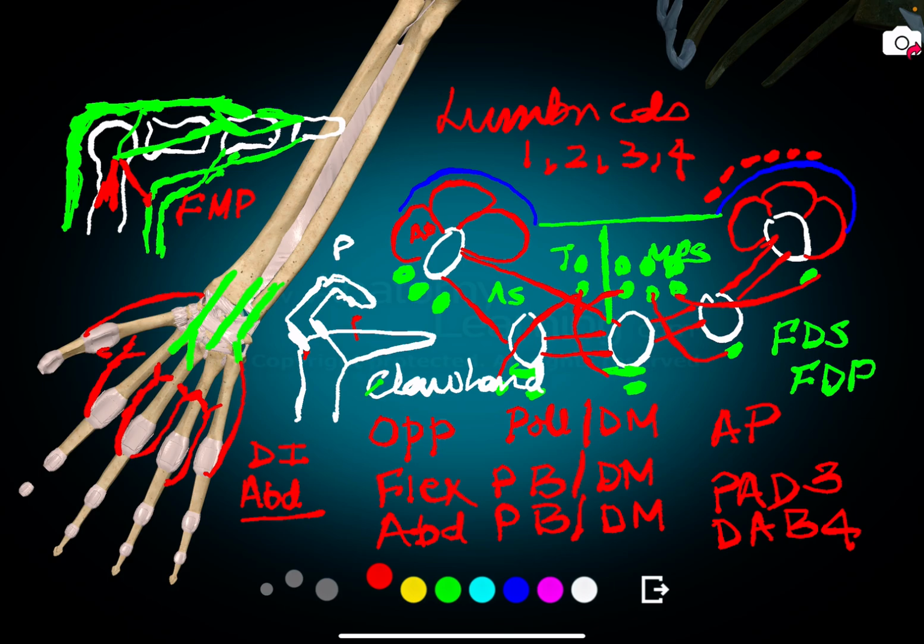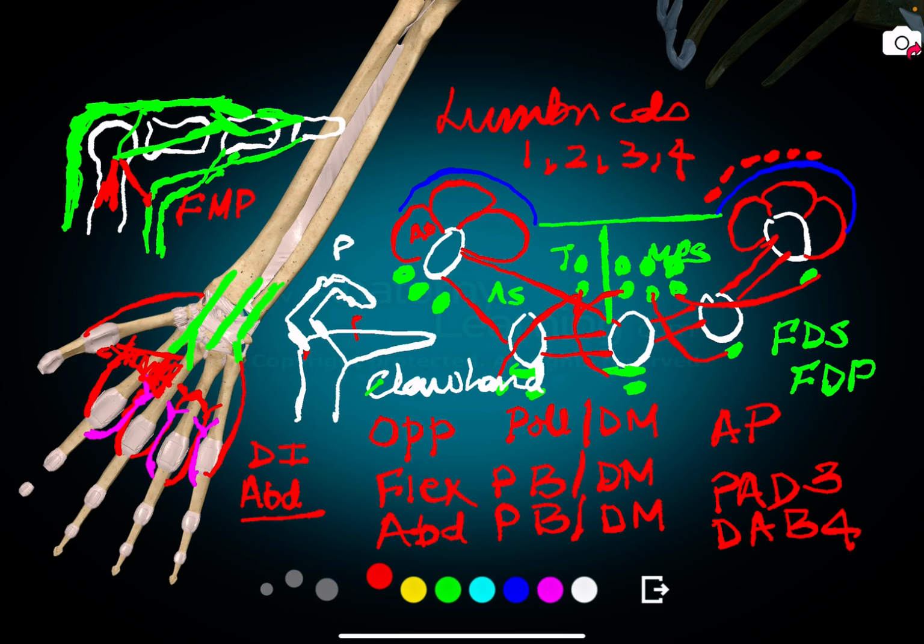Now we place the palmar interossei, we'll place it in a different color. So this palmar interosseous will adduct this finger. This palmar interosseous will adduct this finger. This palmar interosseous will adduct this finger. And the thumb will have its own adductor pollicis, which will be attached to the, now this is the adductor pollicis.